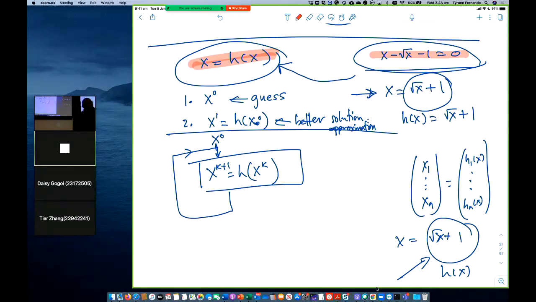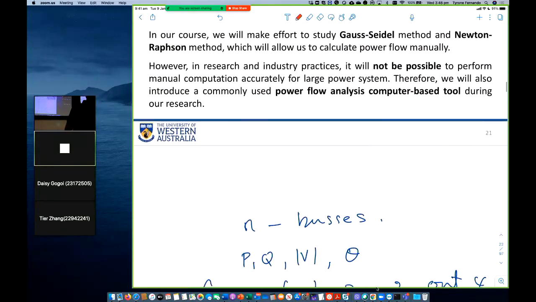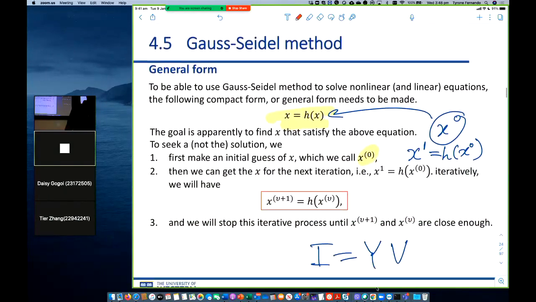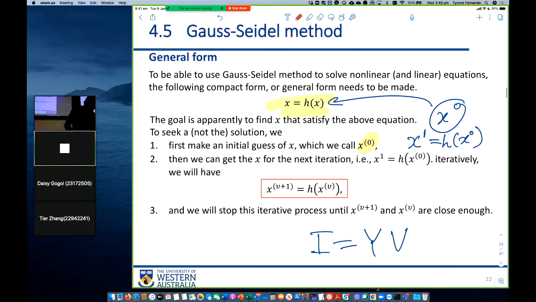So you can try this. You can write a little MATLAB program to find the value of x that will satisfy that equation. You can start with an initial guess. Start with different initial guesses and see where it leads, where it ends up. So that's the technique. Here it is, x equals h(x), that's the form you need to write. x superscript v is some guess.